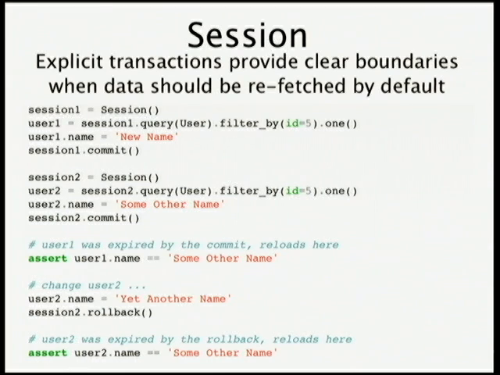And if we work with user 2 down here and then roll back that session, again, that'll expire the state of user 2. And you see, every time we ask an object for its state, we never get stale data, at least at the level of transaction granularity.